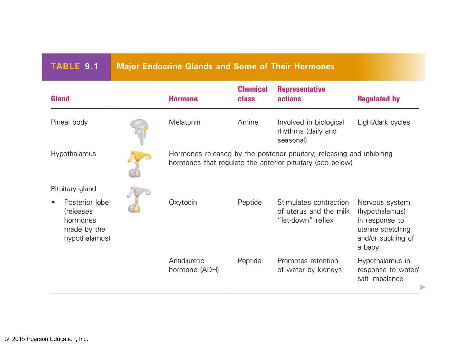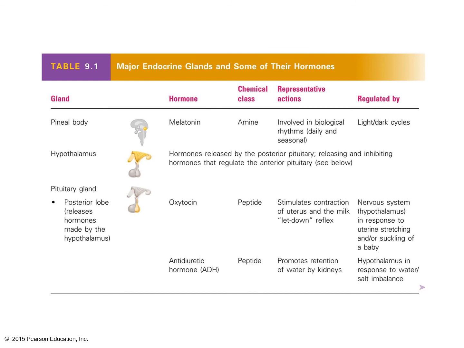The hypothalamus is going to be the next gland. Now, this actually creates two hormones, but these hormones are released by the posterior pituitary gland, which we'll talk about. These two hormones are oxytocin, which is a peptide hormone, and stimulates the contraction of the uterus and the milk letdown reflex. It is produced in response to the uterine stretching and or the suckling of a baby on the teat.